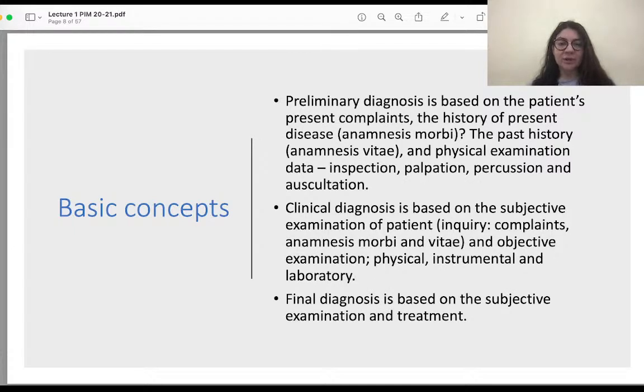Preliminary diagnosis is based on the patient's present complaints, history of present disease, which we name in Latin anamnesis morbi, the past history, anamnesis vitae, and physical examination data: inspection, palpation, percussion, and auscultation. Clinical diagnosis is based on the subjective examination of the patient, like injury, complaints, anamnesis morbi and vitae, and objective examination: physical, instrumental, and laboratory. Final diagnosis is based on the subjective examination and treatment.